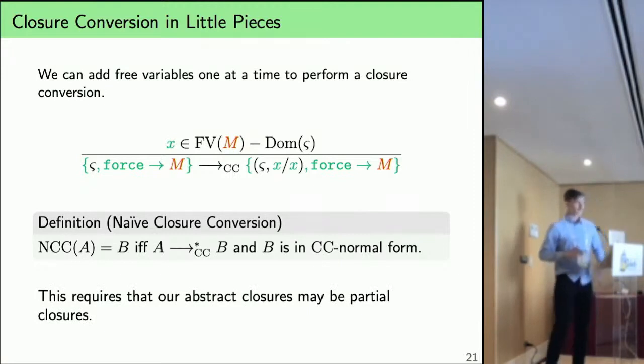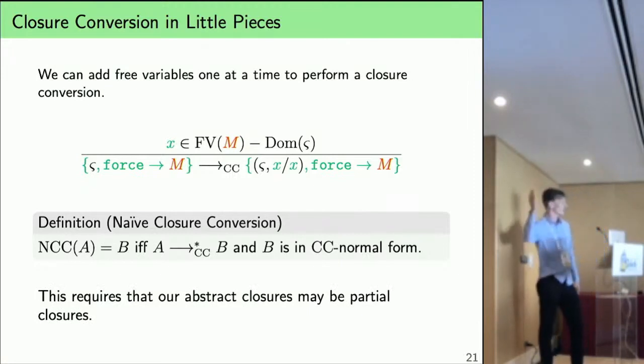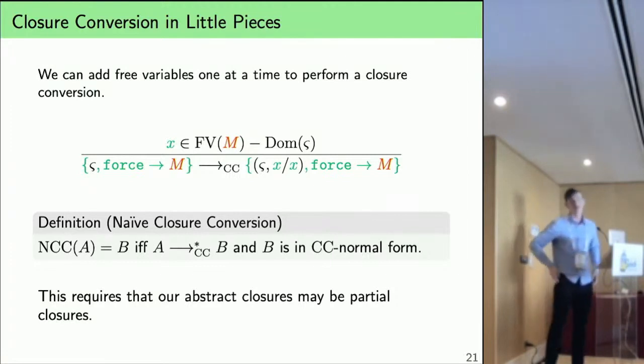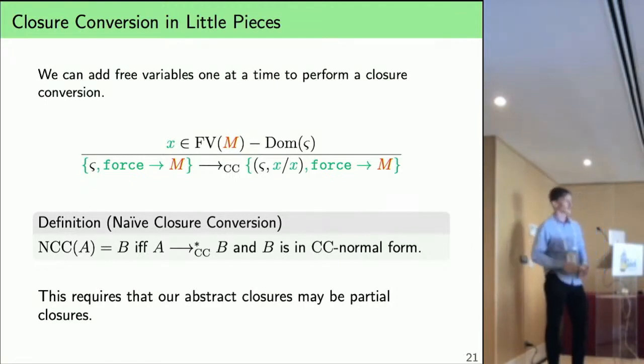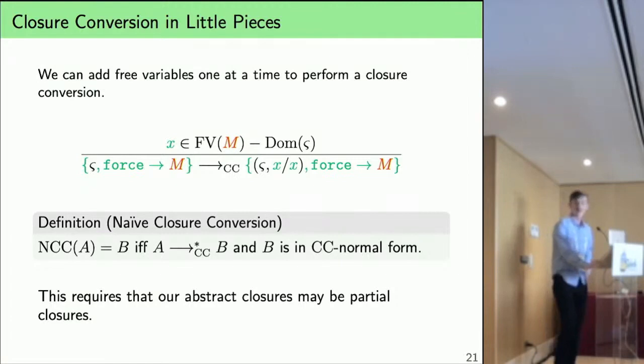So if you convert from call by value into call by push value, you don't have any closures in the program, then you'll have a bunch of empty abstract closures there. So they won't close over M, and you're just going to add one variable at a time until all the abstract closures have captured their whole environment.